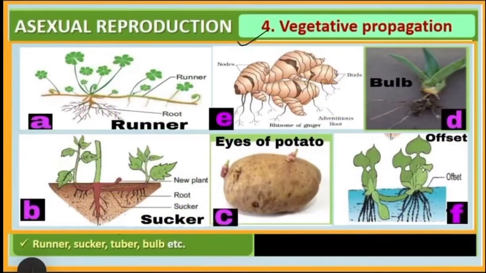Here in the diagram, note the different methods of vegetative propagation found in plants. A is runner, B is sucker, C is tuber, D is bulbil, E is rhizome, and F is offset. These are the different ways of vegetative reproduction found in plants.